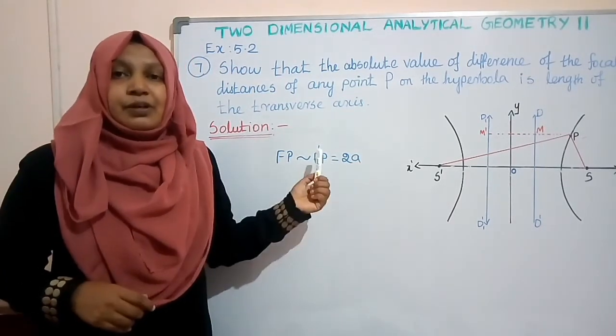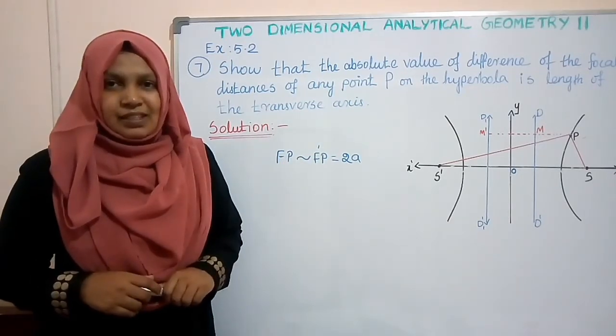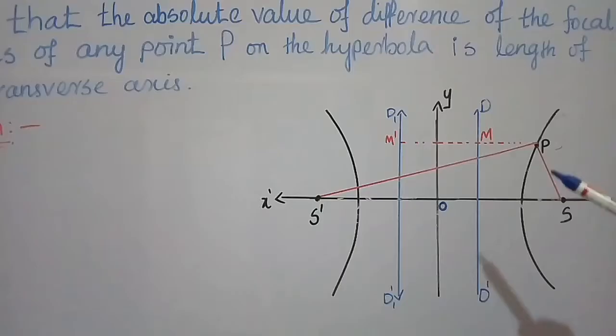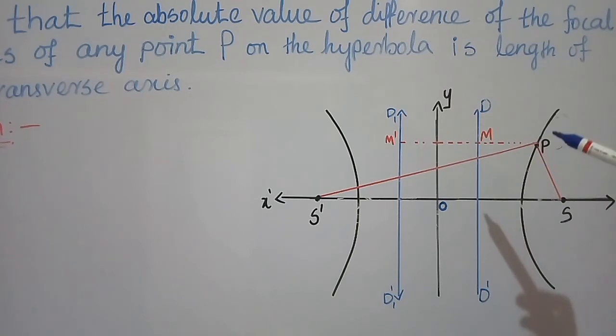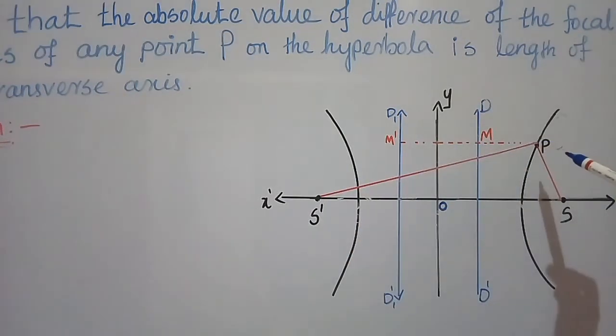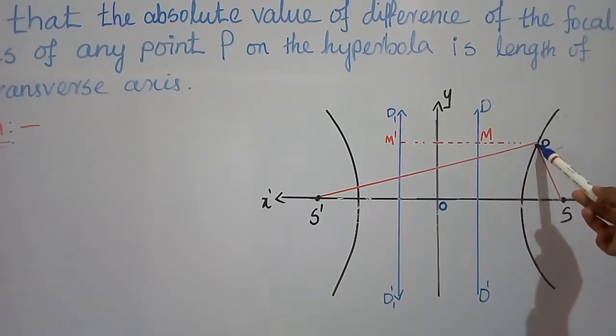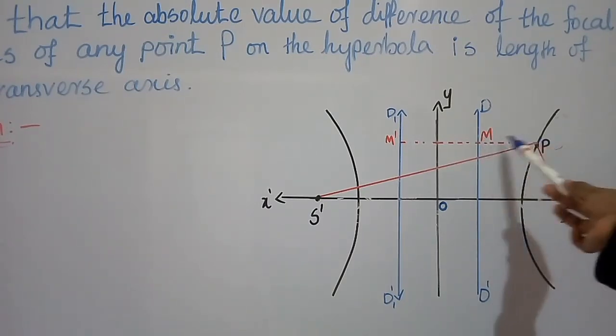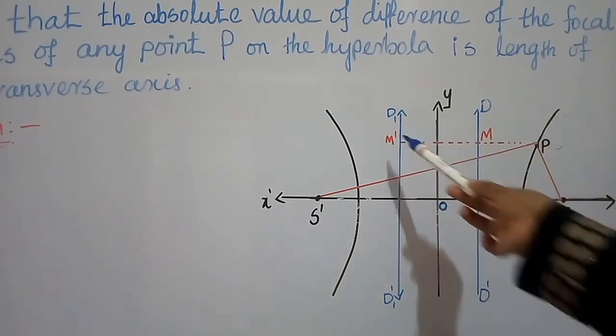Okay, this is what we are going to prove in this sum. First, let's see the diagram. In this diagram, you can see the distance SP and S dash P. And here I showed the length PM and PM dash.